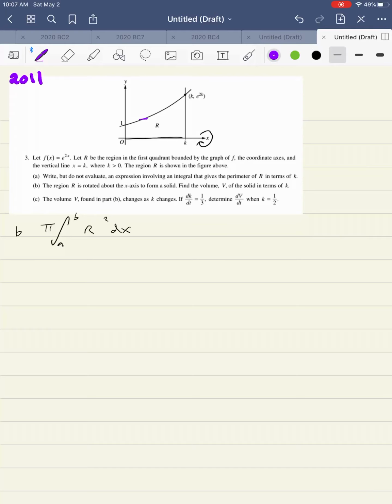So my radius is the curve to the center of revolution. So this becomes pi from 0 to k of e to the 2x squared. And if you wanted to do minus 0 squared dx. So it's the top of that pink purple line to the center of revolution.